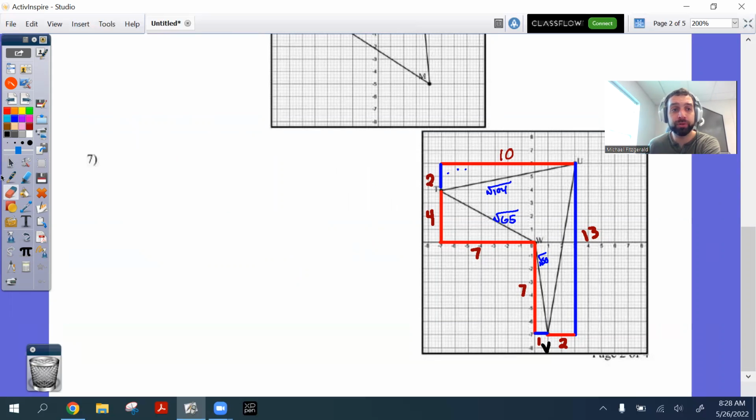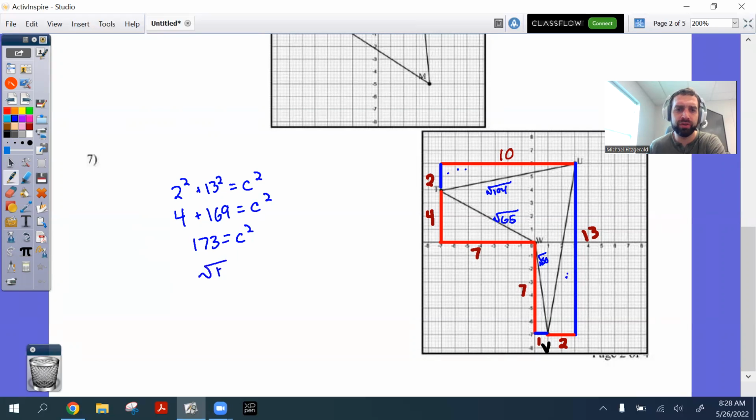Okay, last one. This guy here. 2 squared plus 13 squared is equal to c squared. So that means 2 squared is 4, 13 squared is 169. That's equal to c squared. So this is 173 is equal to c squared. So that just means c is equal to the square root of 173.